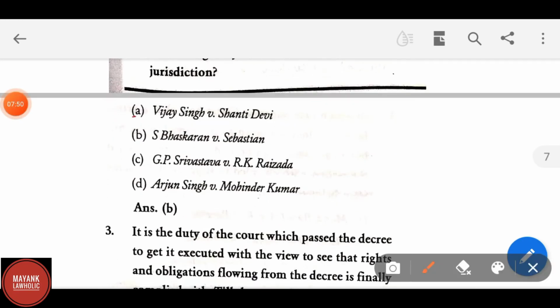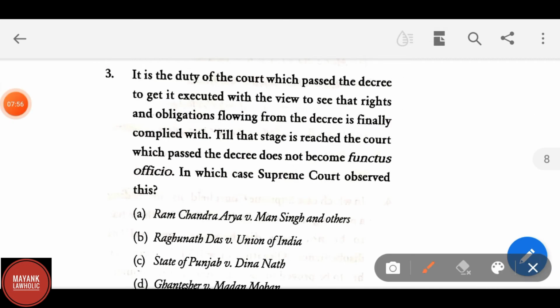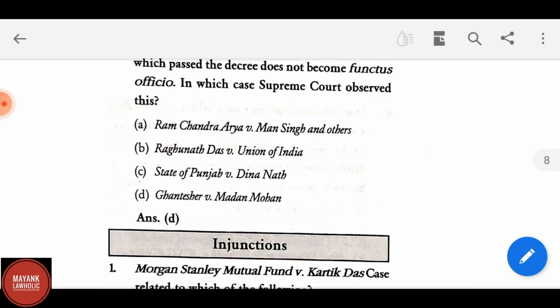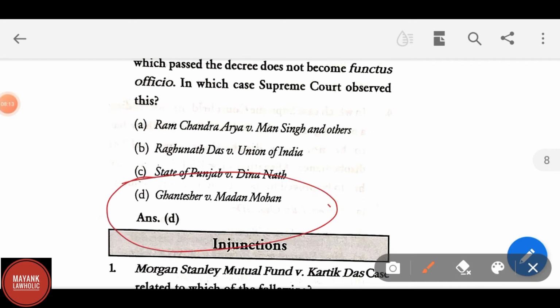Here the correct answer is B. S. Bhaskaran versus Sebastian. It is the duty of the court which passed the decree to get it executed with a view to see that rights and obligations flowing from the decree are finally complied with. Till that stage is reached, the court which passed the decree does not become functus officio. In which case did the Supreme Court observe this? Correct answer is D. Teshar versus Madan Mohan.